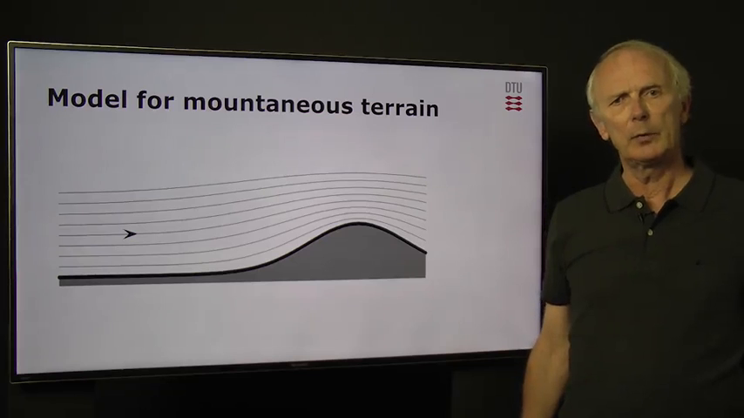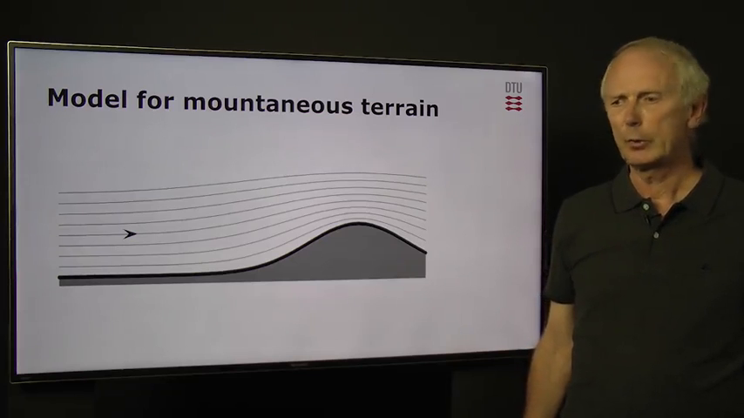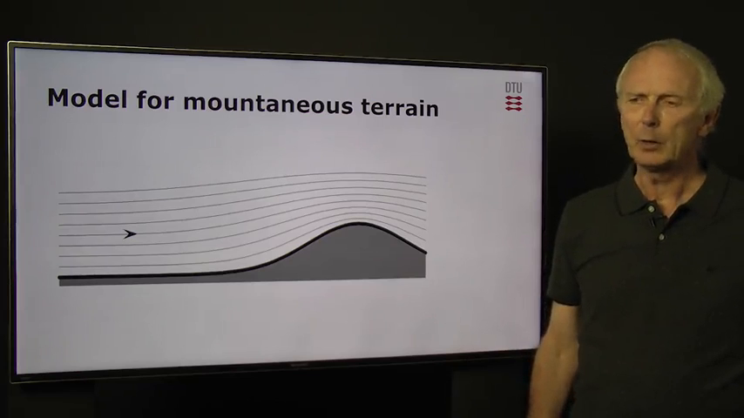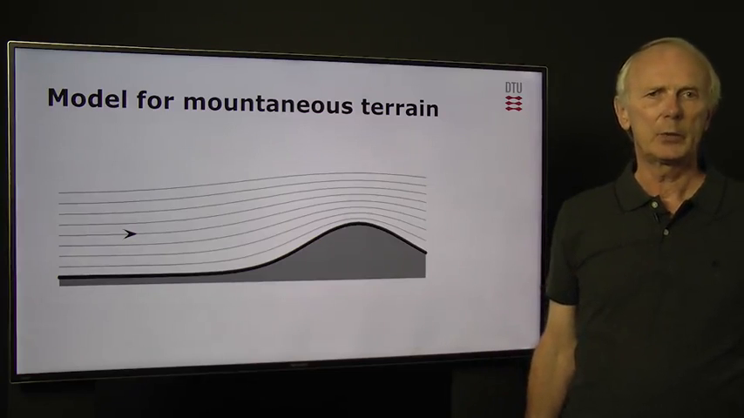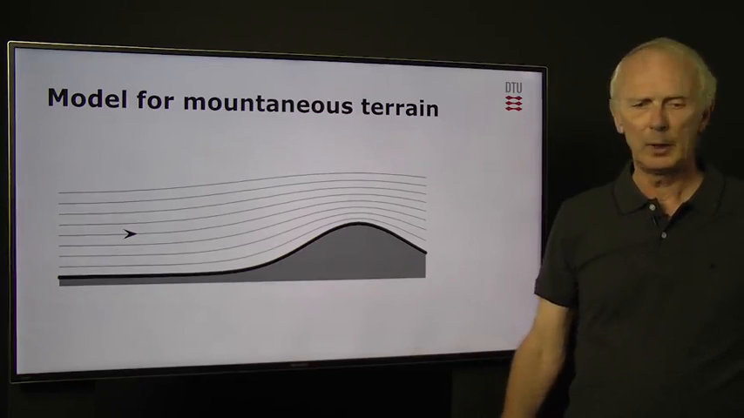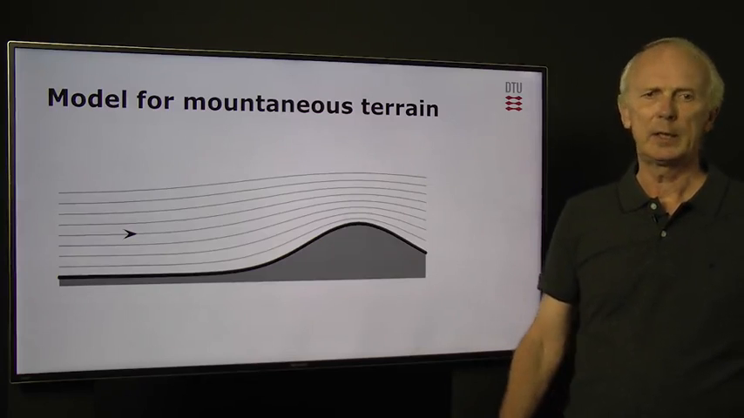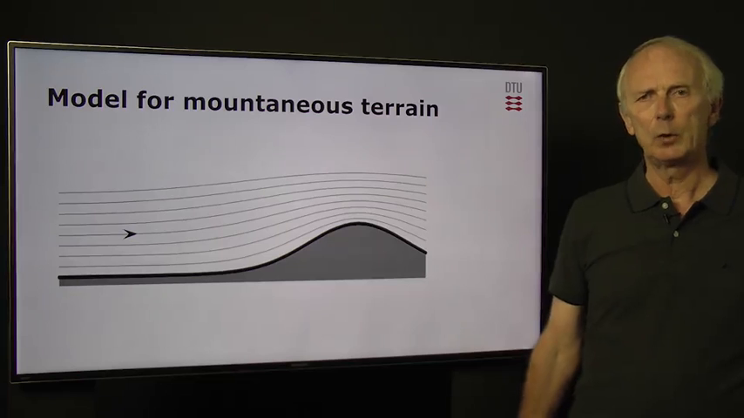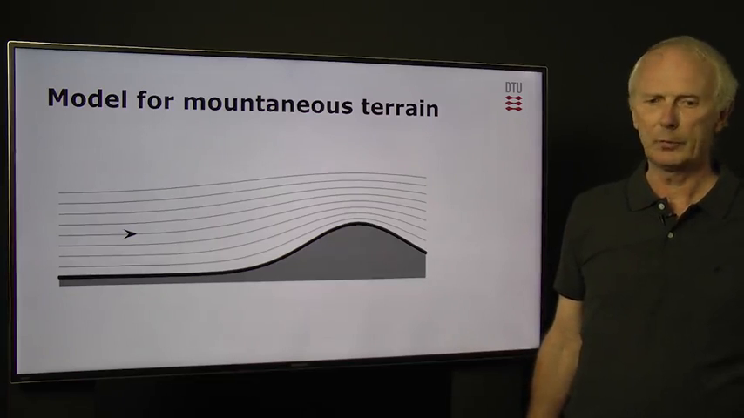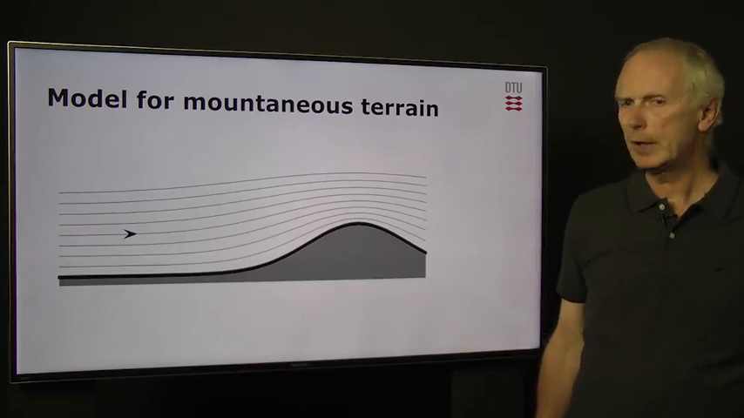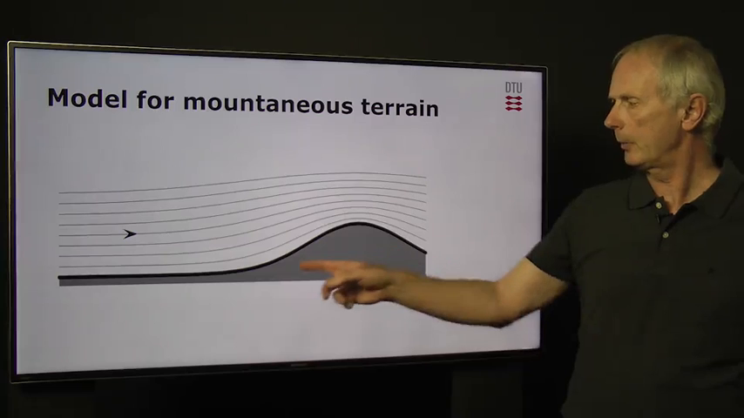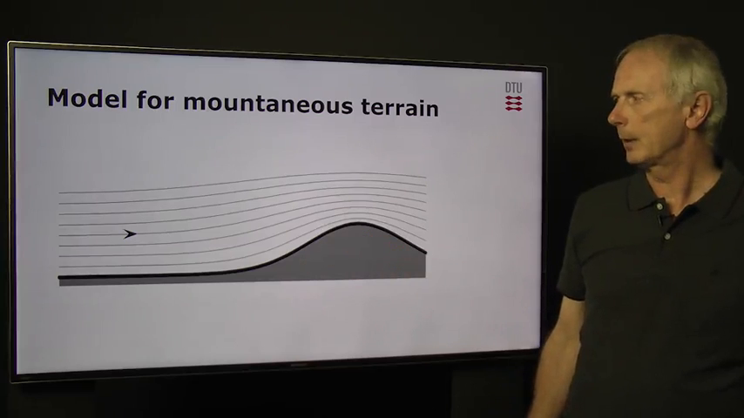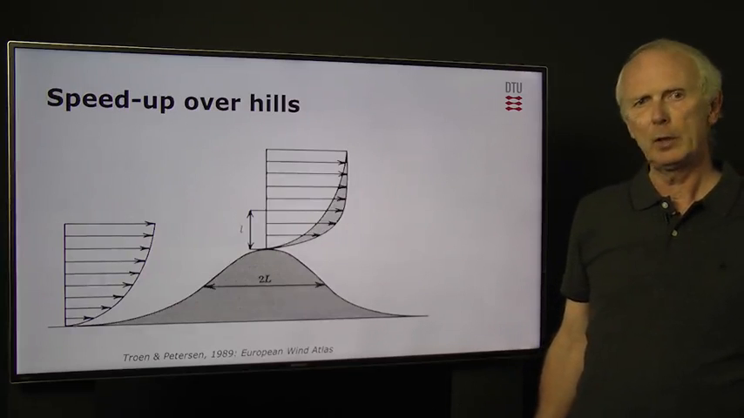The third part of the model is that we also treat inhomogeneous terrain in terms of topography. What is characteristic is that when the wind blows from a flat terrain and meets a hill, the streamlines are compressed on the top because of continuity, and therefore the wind will speed up at the top of the hill. Here we have an idealized example, and here you can see how it actually works.